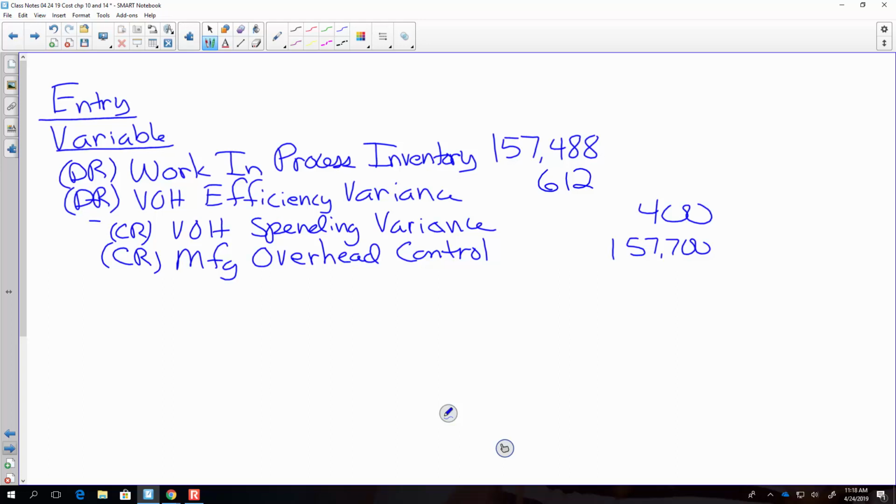Remember that term over or under applied? That 212 is under applied, back from chapter 4. But now in chapter 10, that 212 is in its different variances. It's part efficiency, part spending. Back in chapter 4, we just called it 212 under applied. We compared what we put into WIP and what we should have put into WIP, right?